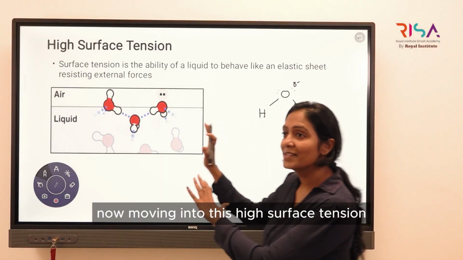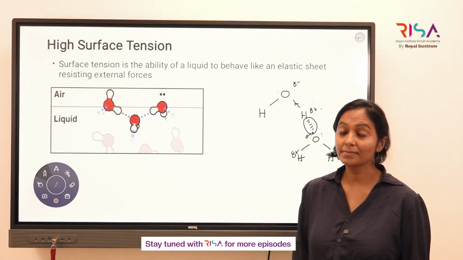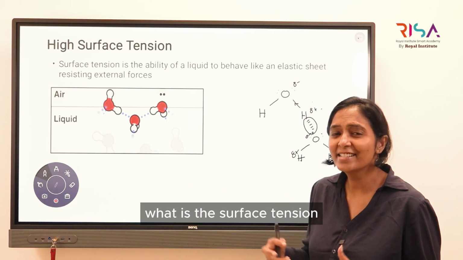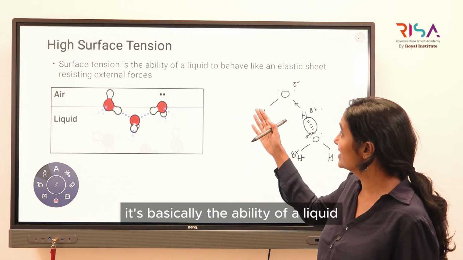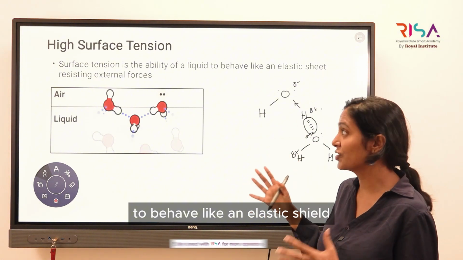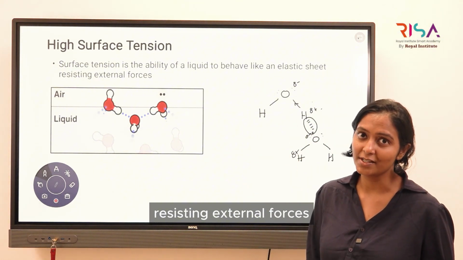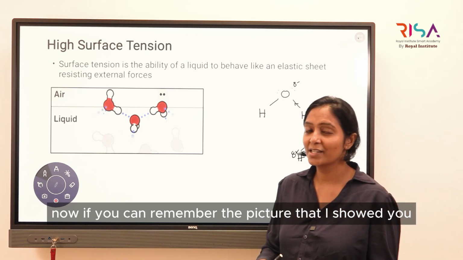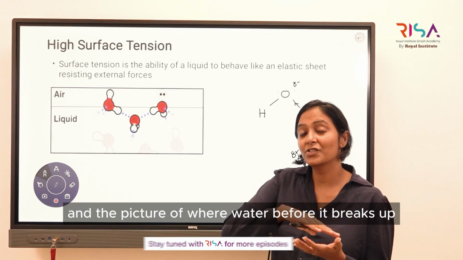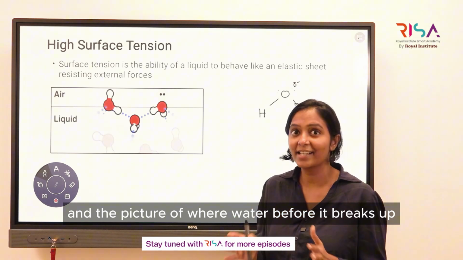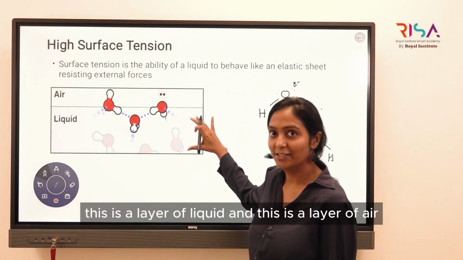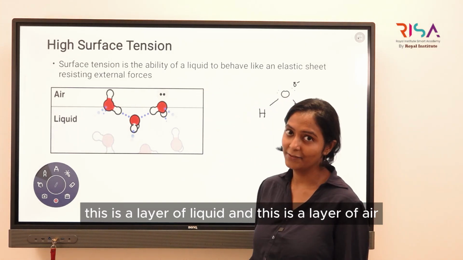Now, moving into this high surface tension. As you can see, water has a very high surface tension. What is this surface tension? It's basically the ability of a liquid to behave like an elastic sheet resisting external forces. Now, if you can remember the picture that I showed you where a swimmer is at the edge of the water, and the picture of water before it breaks up. Now here, this is a layer of liquid and this is a layer of air.